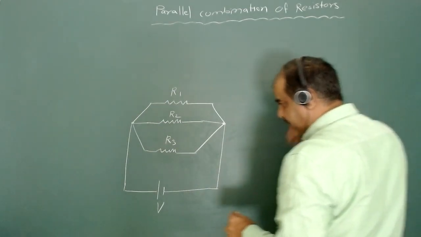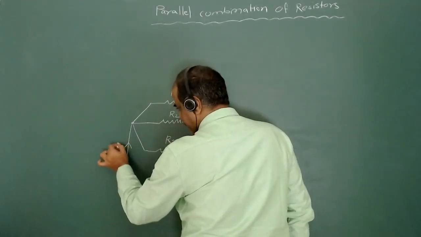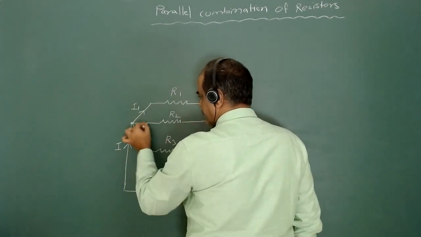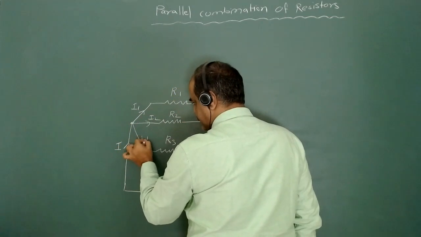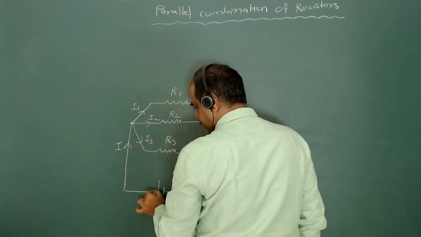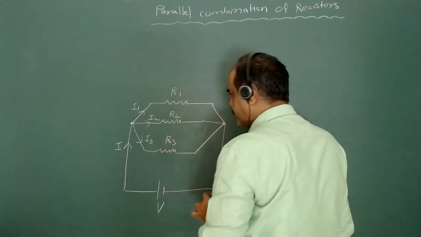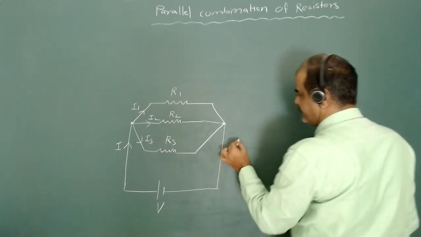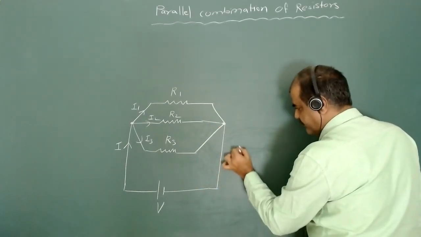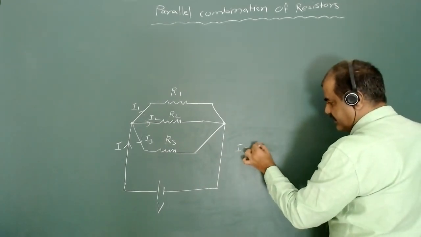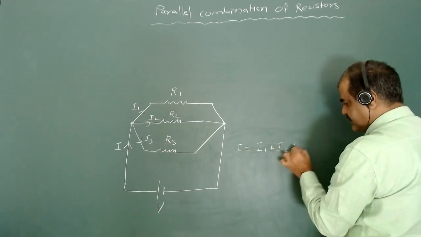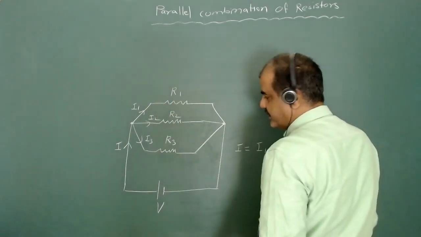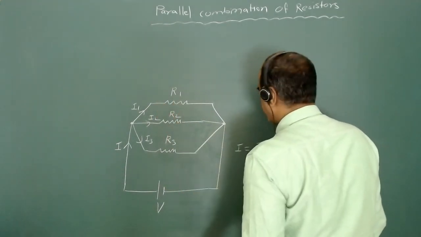In parallel combination, suppose this is my current I, here the current will divide. Suppose here the current is I1, here I2, and here I3. In parallel combination, current divides according to the magnitudes of resistances. So the total current I will be equal to I1 plus I2 plus I3.